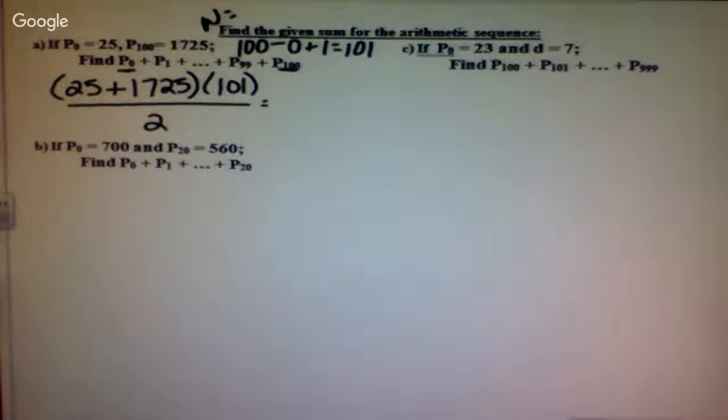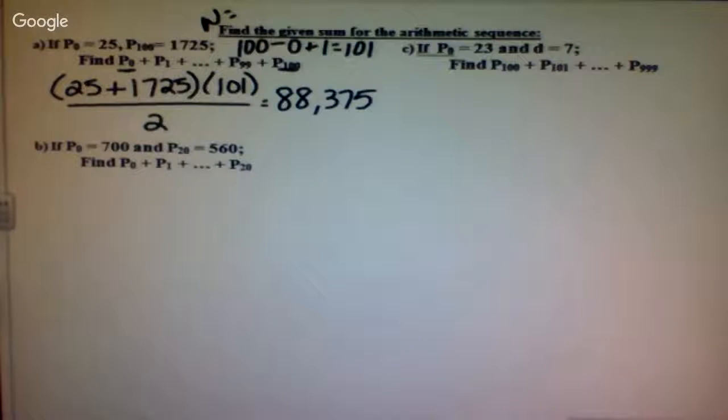Plug it in. It's as simple as that. It's not simple. You're going to have issues when they don't give us our last number, or if they don't tell you how many terms we have. I got 88,000. And you are correct. 88,375. So if we add up all of the numbers in that series that start at P sub 0 and go clear up to P sub 100, its total is 88,375.